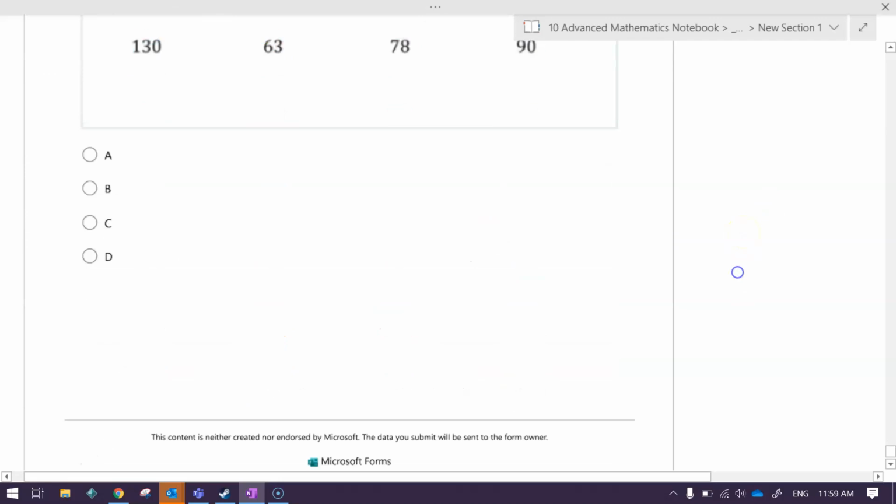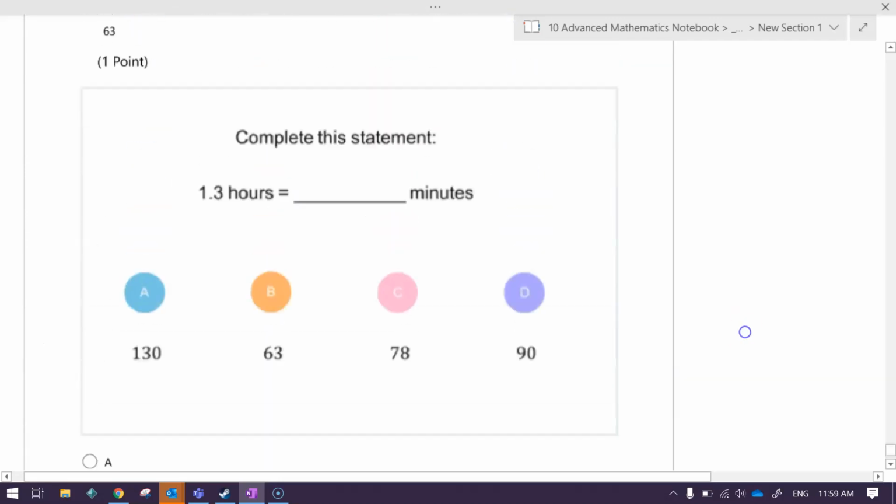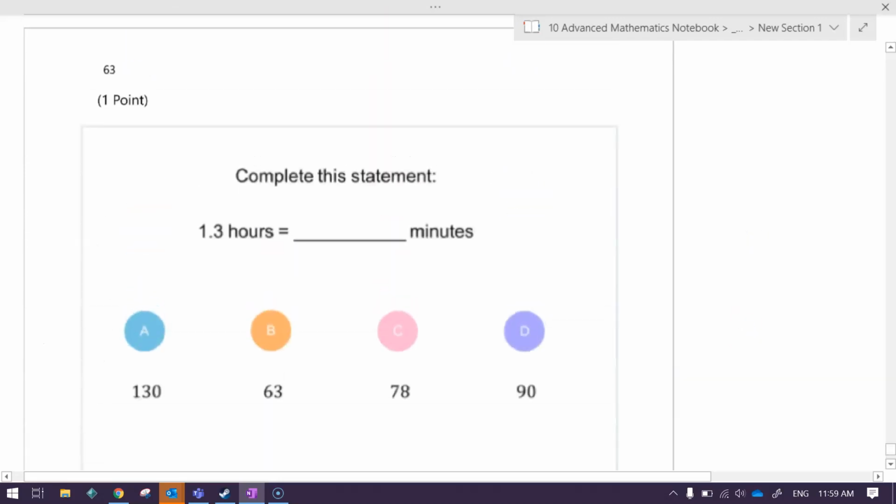One to go, maybe? Oh, I think that's it. Lucky last. 1.3 hours to minutes. For some reason, people get these things confused. To go from hours to minutes, I multiply by 60, don't I? That's going to do it for me. 60 times 1.3, 78 minutes.